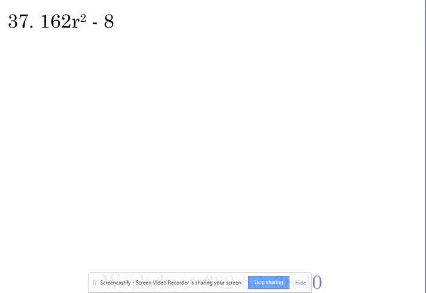So let's look at number 37 as well. Okay, 162r squared minus 8. So we've got the first condition, two terms. We've got the second condition, a minus sign in between. We do not have the third condition. 162 and 8 are not perfect squares. So that's a good indication that if we've got 2 out of the 3, that there's a GCF here.